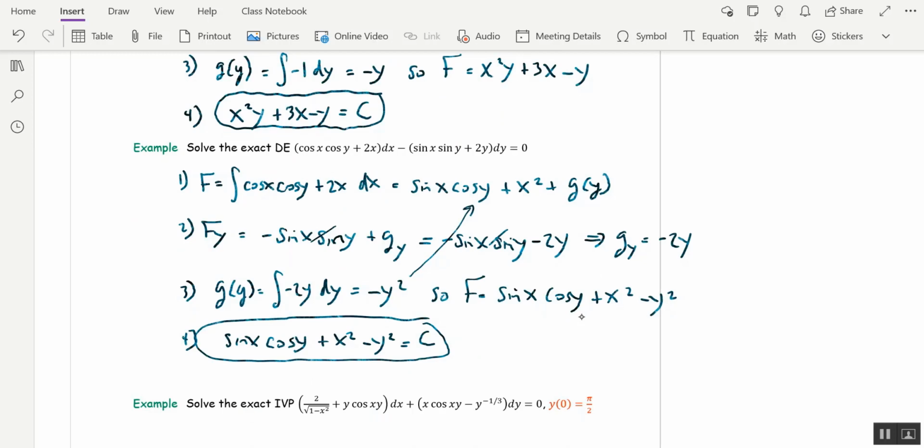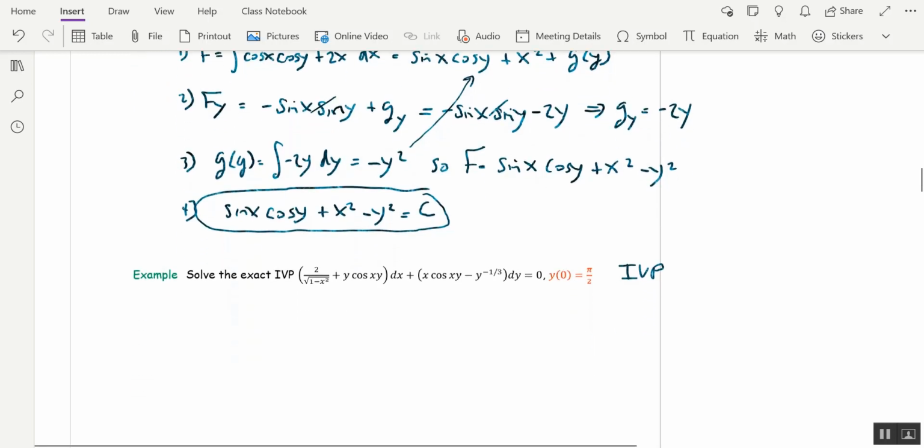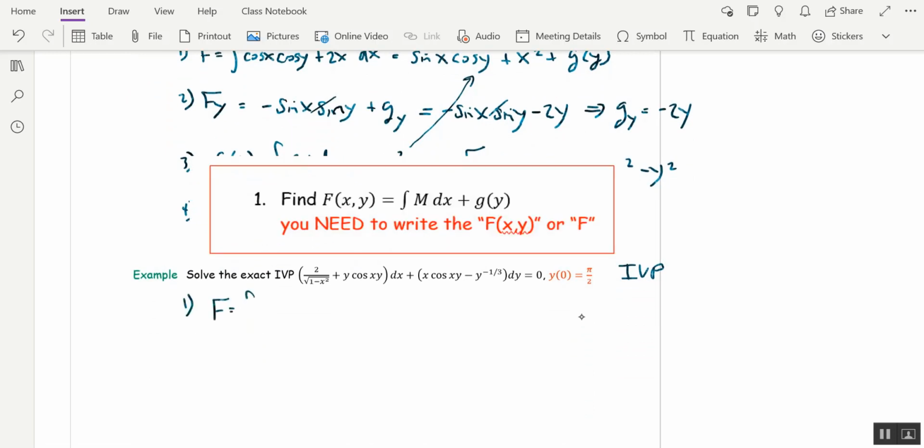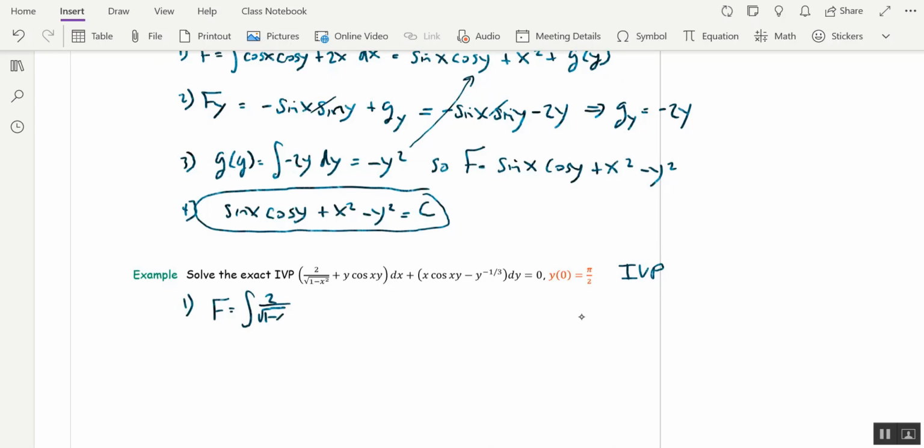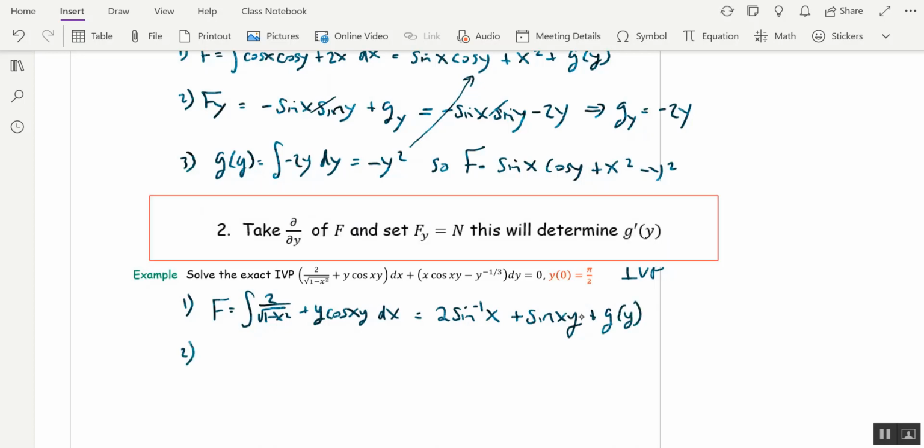Next example, we're going to do the same thing, except now we have an IVP. So we're going to have 5 steps. Steps 1 through 4 are identical. Step 5 is to determine c. So step 1, big F, integral of 2 over root 1 minus x squared plus y cos xy dx. All right, and I integrate, I get 2 sine inverse of x plus sine xy, make sure you follow that, plus g of y. Step 2, take f sub y. So I'll get x cos xy plus g sub y, and set that equal to n.